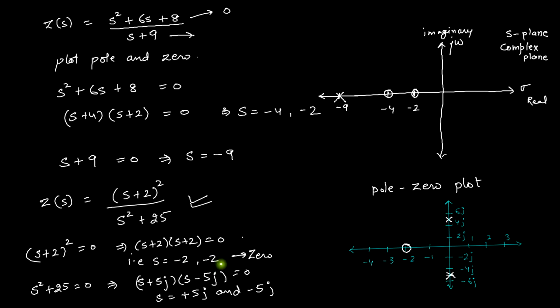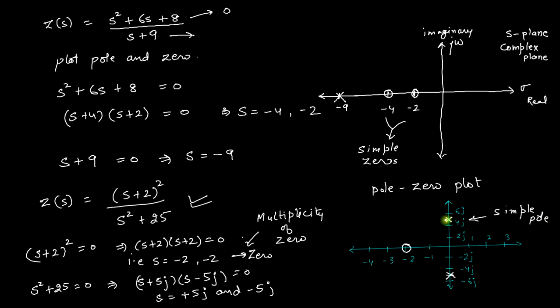Over here we can see at s equal to minus 2 there are two zeros existing, so we say that there is a multiplicity of zeros, or there exist multiple zeros. The points where only a single zero exists are called simple zeros, and similarly simple poles. Likewise, this is a simple pole here, because at this point only one pole is existing. Similarly, this will be a simple pole. But over here we have multiple zeros. This is how we plot the pole zero diagram or pole zero plot for the given network functions.